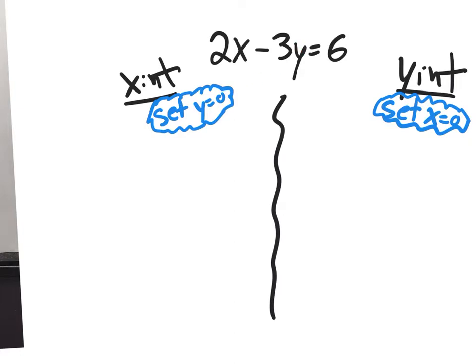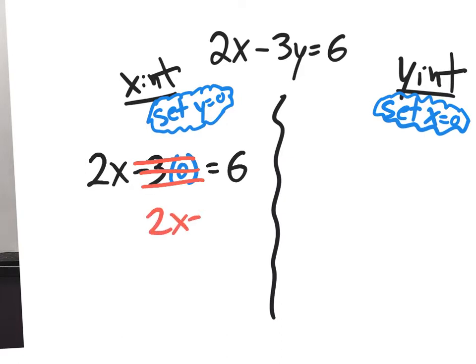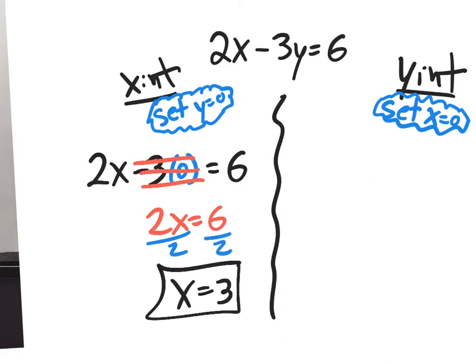And it's going to say 2x minus 3 times 0 equals 6. So anything times 0 disappears. So you could just cancel this out, and you really have the equation 2x equals 6. And when you divide both sides by 2, you'll get your answer x equals 3, and that is the x-intercept value.